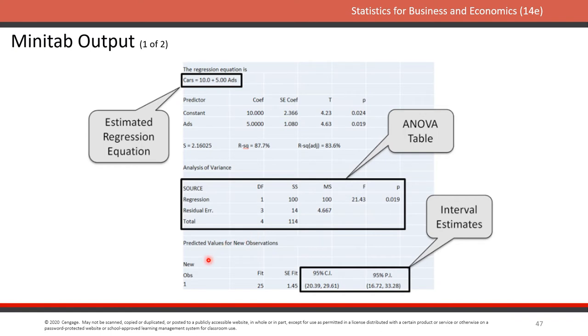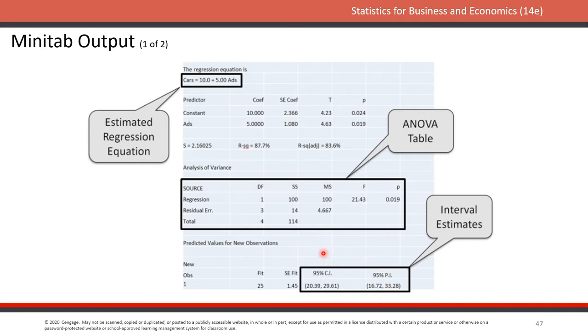Now software is kind of nice because it can do the confidence interval and prediction interval estimates. Now note, I don't have the confidence interval for this coefficient listed in this output. We can get it if we wanted to, but it's not listed by default. However, I can get the confidence interval around the predicted value. So the predicted value I have is 25. I see the standard error for that predicted value is 1.45. And then I have my confidence interval and my prediction interval.